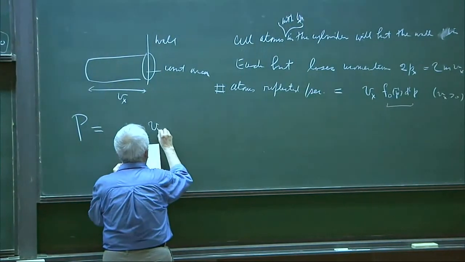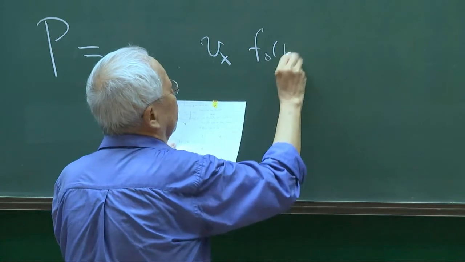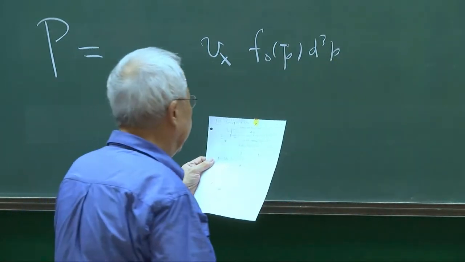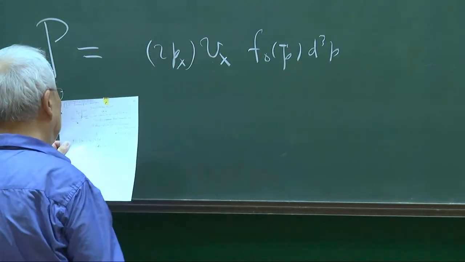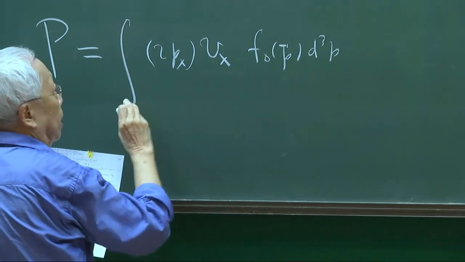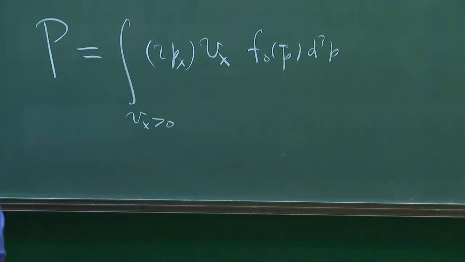You take the number of atoms, Vx, f0(p), d³p. This is the number of atoms hitting the wall. And in each hit, the momentum is 2px. And then you have an integral over all p such that Vx is greater than 0. And this is the formulation. And now we know what f0(p) is, so we just plug it in and calculate this.